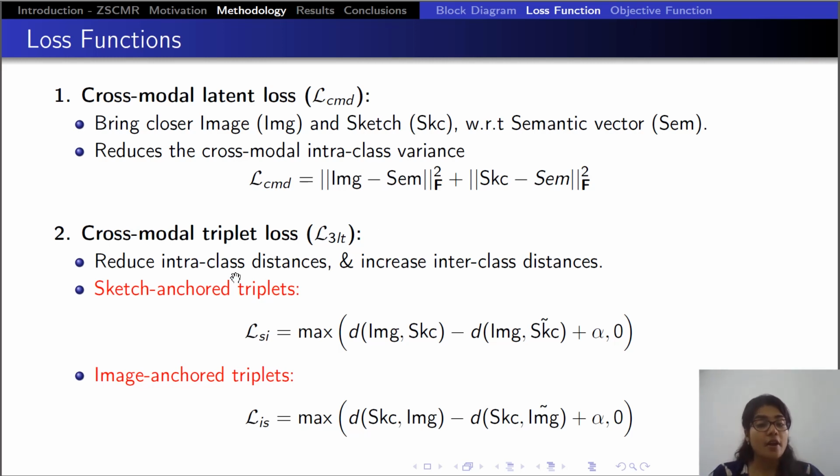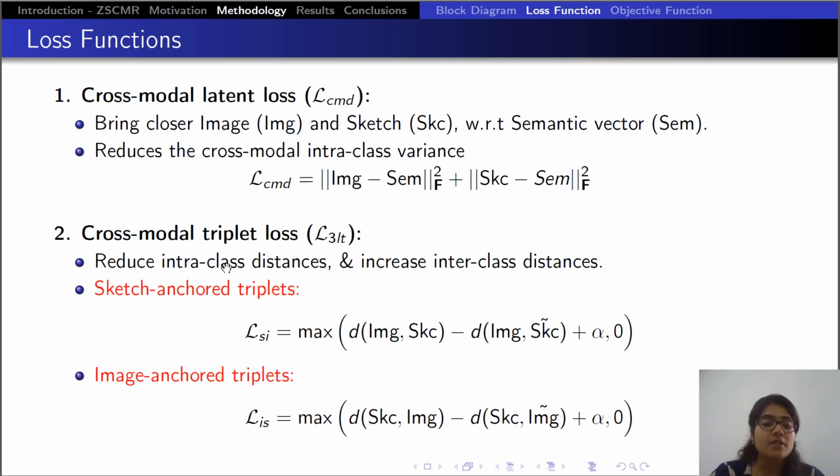The second is a cross-modal triplet loss. We know the triplet loss, where we have an anchor image, a positive image which belongs to the same class, and a negative image, which is an image of a different class.